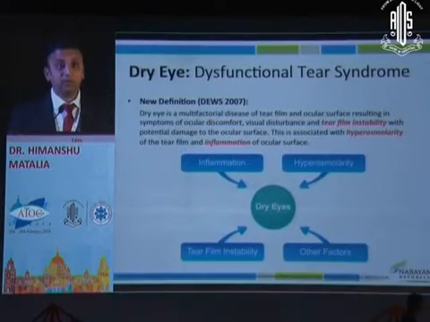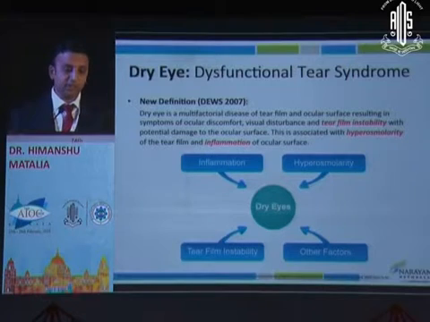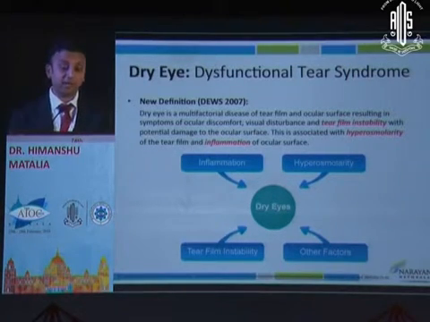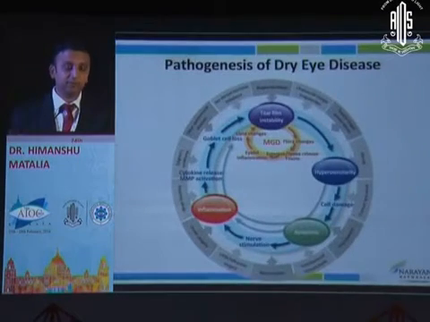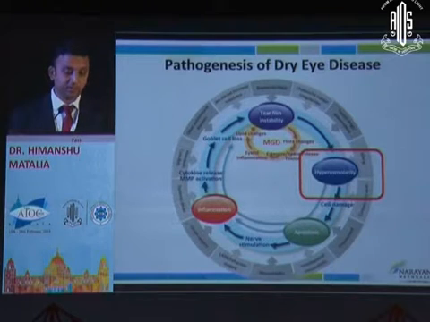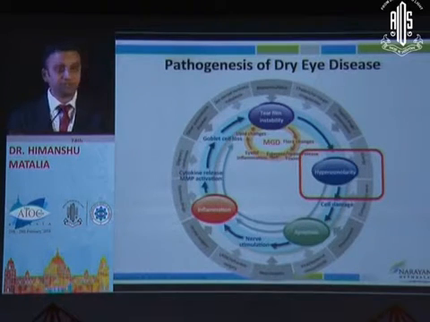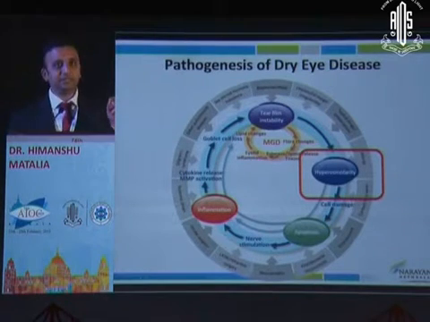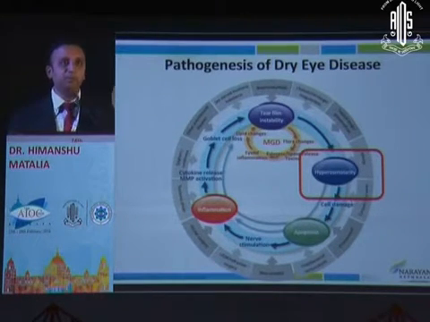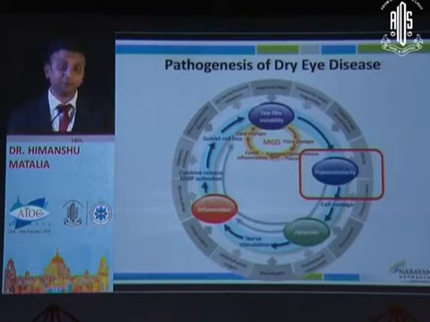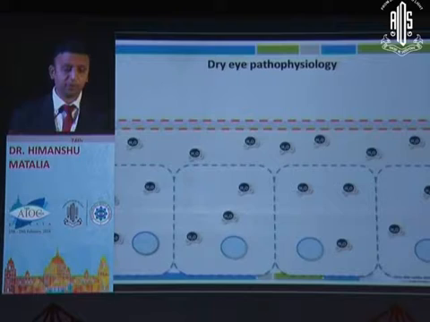First of all, we need to understand the pathophysiology of dry eye. Fortunately, with the newer classification and definition of dry eye, we understood that there are certain important factors in the pathogenesis of dry eye: hyperosmolarity, apoptosis, inflammation, and tear film instability. If we pick up these things and try to find where there is a fault, maybe our treatment would be more customized and better. So let's start with hyperosmolarity.